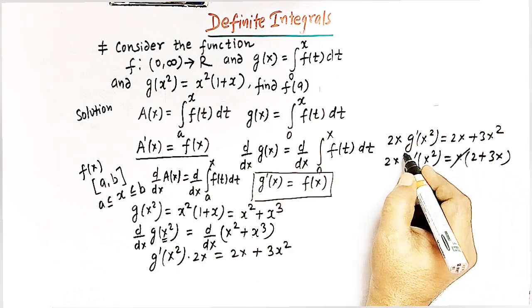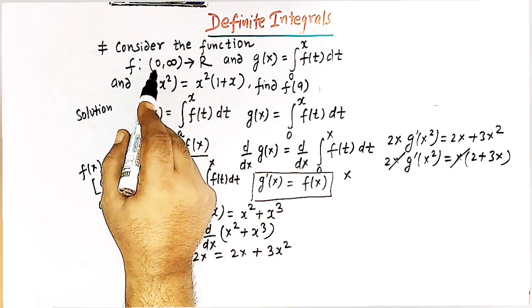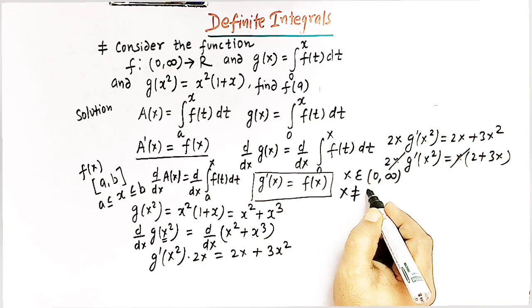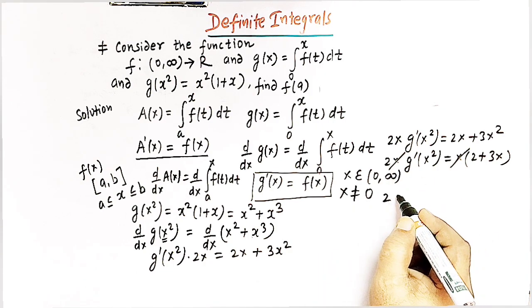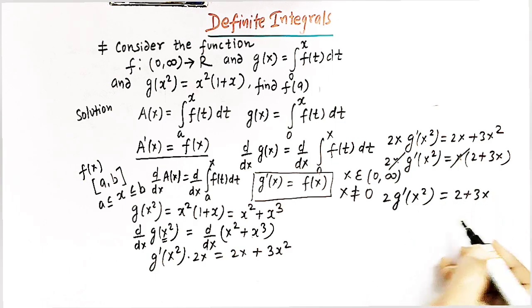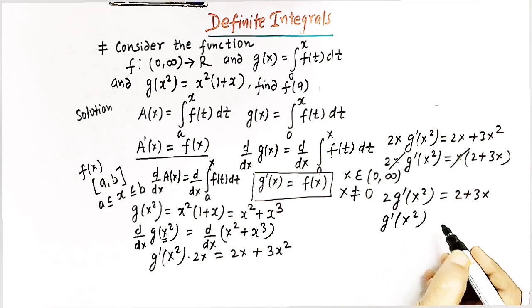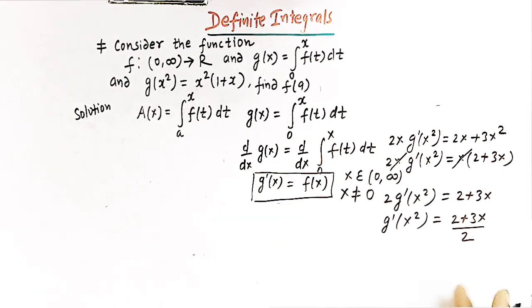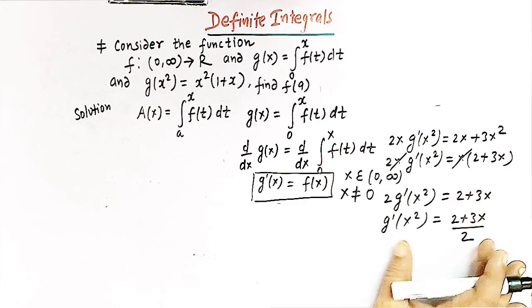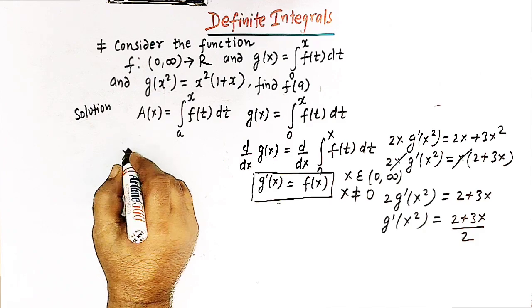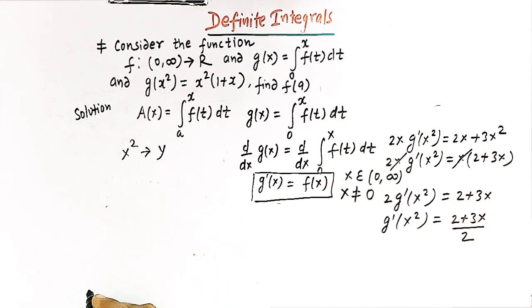Now we can cancel this x with this x, because here x belongs to the interval 0 to infinity, and x is not equal to 0. So we have now 2 times g prime of x square is equal to 2 plus 3x. So g prime of x square is equal to 2 plus 3x divided by 2. So now this is a functional equation. Let us replace x square by some other variable, say y.